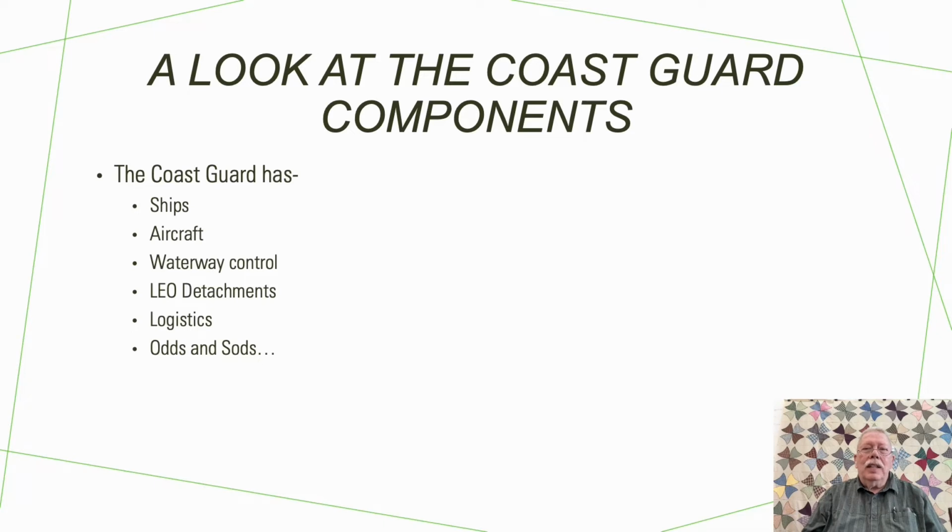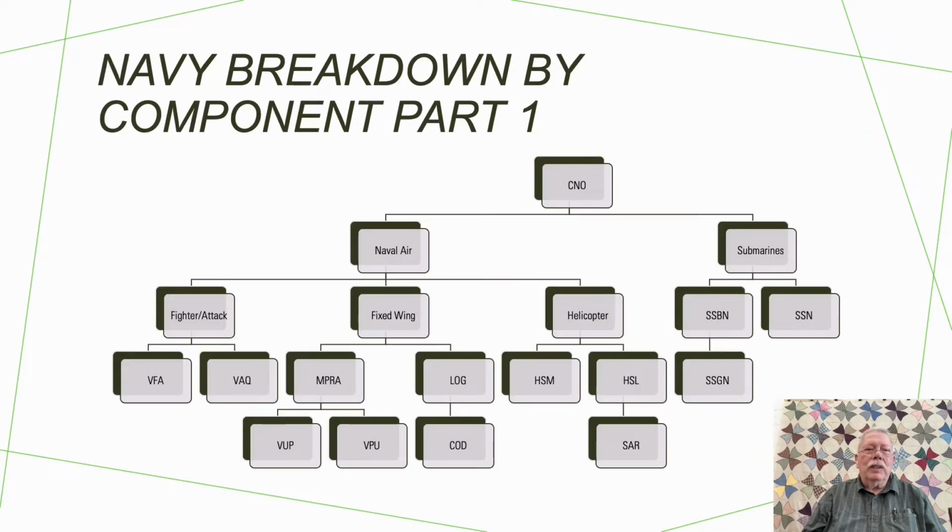Now I'm going to get into a breakdown of the Navy into its component parts. The CNO, or Chief of Naval Operations, is the overall control for the Navy. As you can see here, I have naval, air, and submarines broken down. And as you can see, it goes quite a bit down a number of steps. For example, fixed wing goes down to MPRA, which is another subset of VPU and VUP. So one of those is a manned platform, one of those is an unmanned platform or a drone.